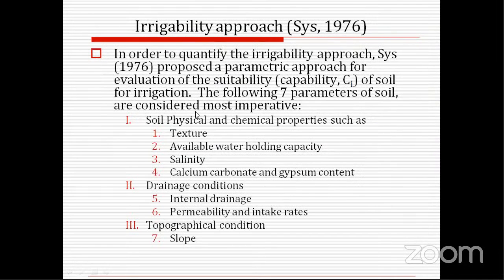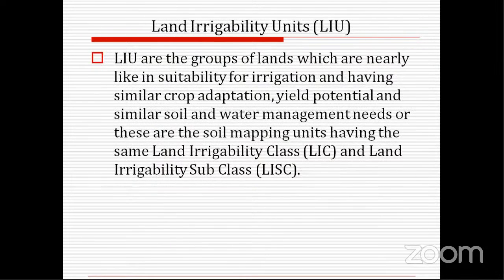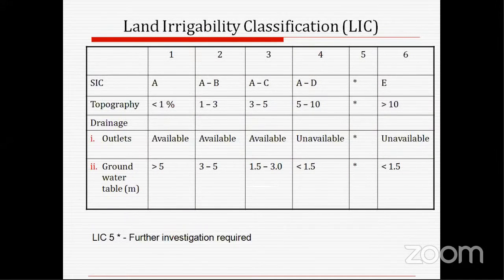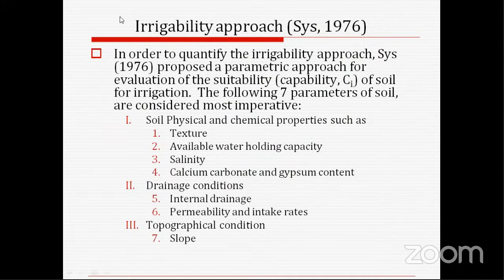Coming to the next, students, the irrigability approach. Finally, we are coming to the irrigability approach. This is very important, another important aspect. All of this, the land irrigability classification, is present only in the SRF syllabus. Overall, students, in 1972 there was a scientist who gave some irrigability approaches and proposed a few parameters for evaluating the suitability of soil for irrigation. He gave 7 parameters, students, for the irrigability approach.